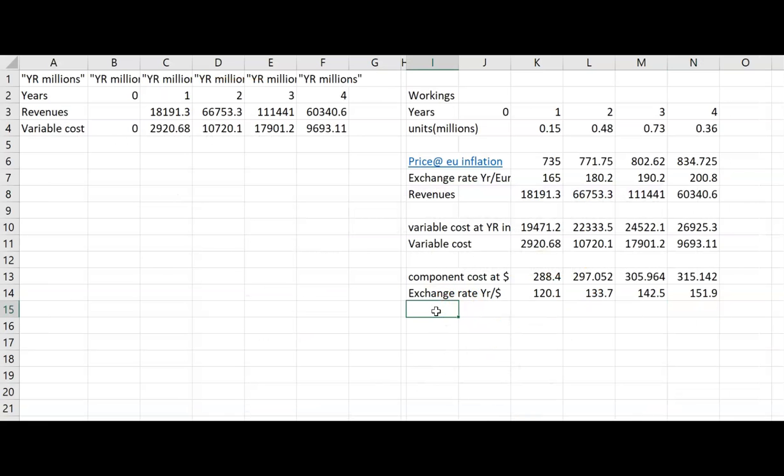Now calculate the total component cost. That is units into component cost per unit into exchange rate. That's how you will calculate the component cost. And it is I-16. So create a link here, I-16.